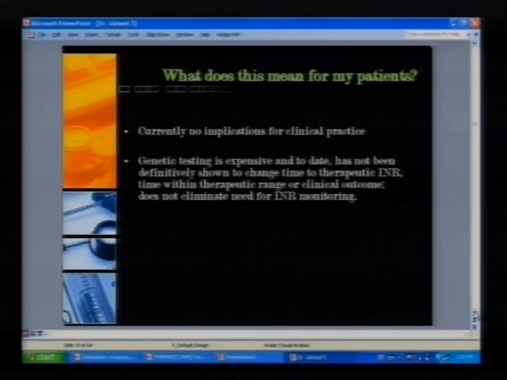And what does this mean for my patient? This is very important. Currently there is no implication for clinical practice. The genetic testing is expensive and to date has not been definitely shown to change time to therapeutic INR, time within therapeutic range or TTR, or clinical outcome. And it does not eliminate the need for INR monitoring.